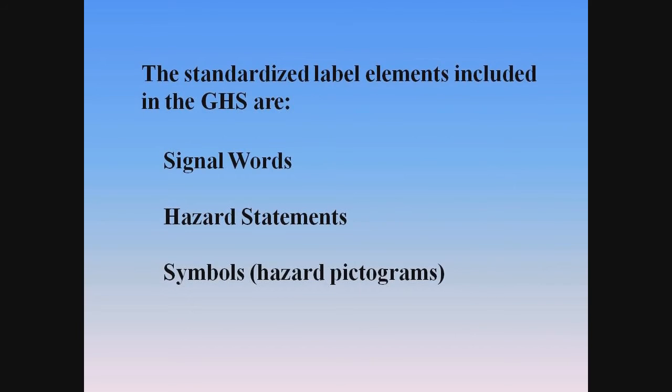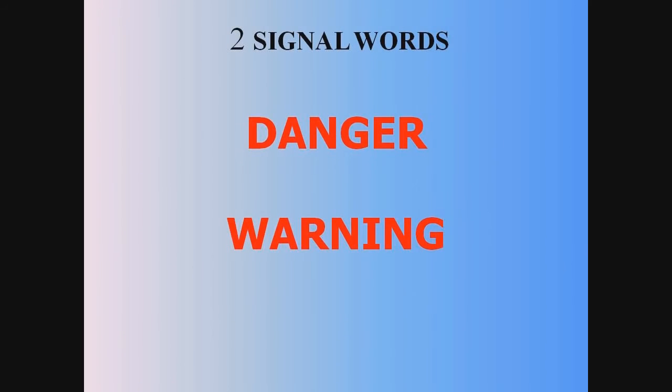The symbols, signal words, and hazard statements have all been assigned to specific hazard categories and classes. On labels the GHS system uses, only 2 words, danger and warning, are used to inform the chemical user of the severity of the hazards of the chemical. The use of just 2 signal words is used to help simplify warnings and the labeling system.